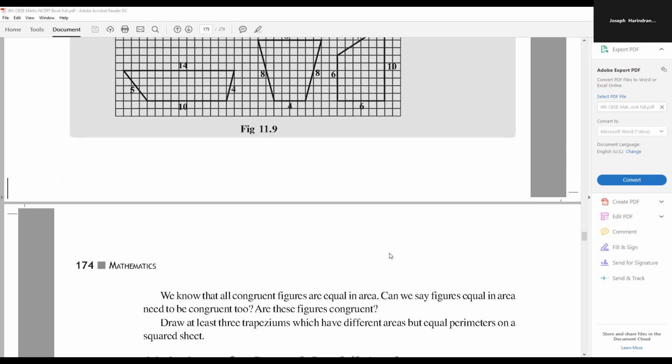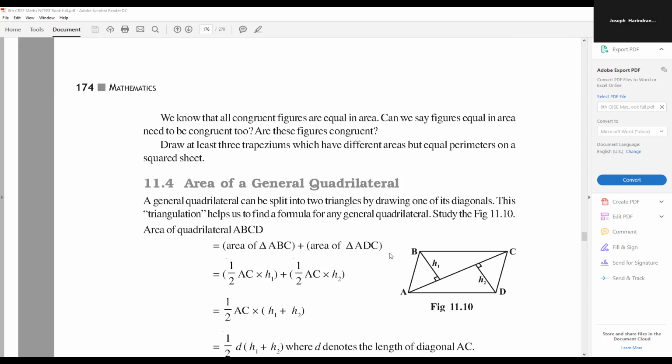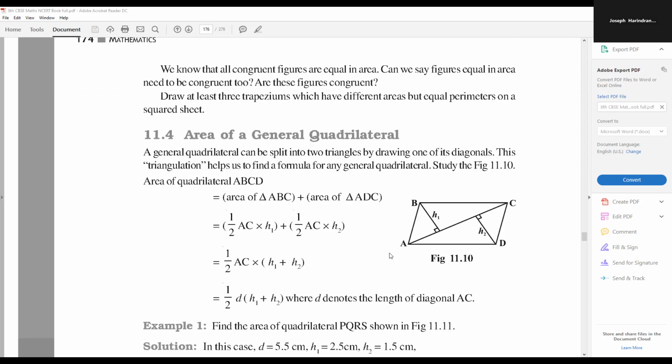Now let us move on to this general quadrilateral. Already we have seen that in that figure. Half the two heights. Here we have taken this diagonal AC and the two heights H1 and H2. So in general, for any quadrilateral, the area is half into diagonal into the sum of the two altitudes on the diagonal from the opposite vertices. That is all. The other two opposite vertices.